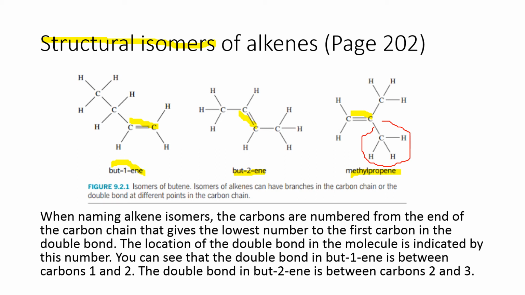So it says here, when naming alkene isomers, the carbons are numbered from the end of the carbon chain that gives the lowest number to the first carbon in the double bond. The location of the double bond in the molecule is indicated by this number. So you can see the double bond in but-1-ene is between carbons 1 and 2, and the double bond in but-2-ene is between carbons 2 and 3. So if the double bond is between carbon 1 and 2, your name in this case, because it has 4 carbons in the main chain, is known as but-1-ene. If the double bond is between the second and third carbon, that particular structure is known as but-2-ene.